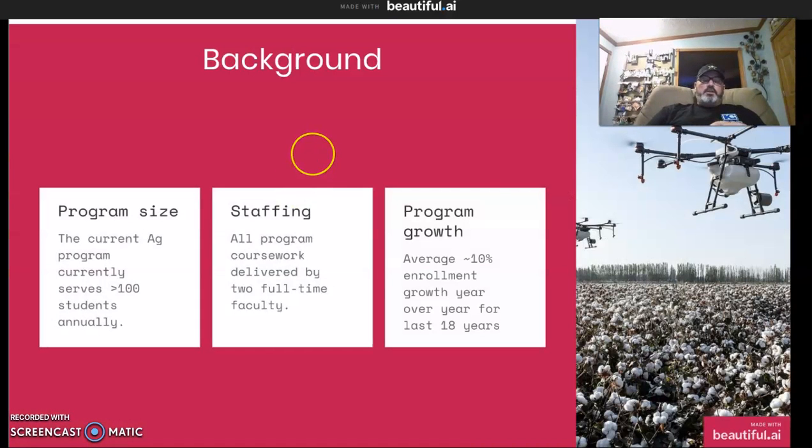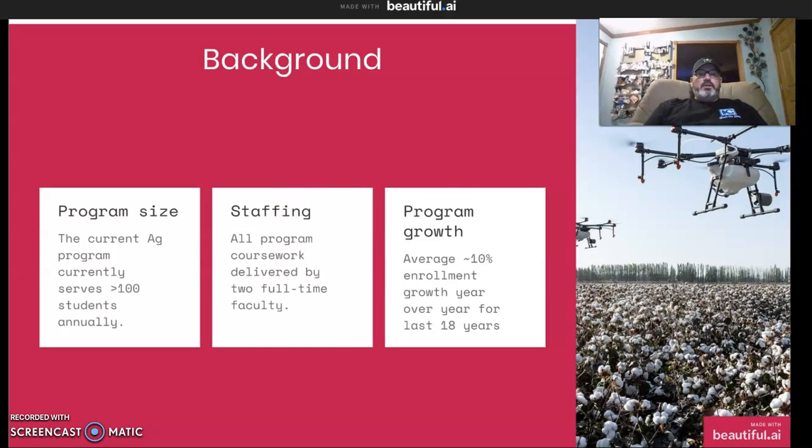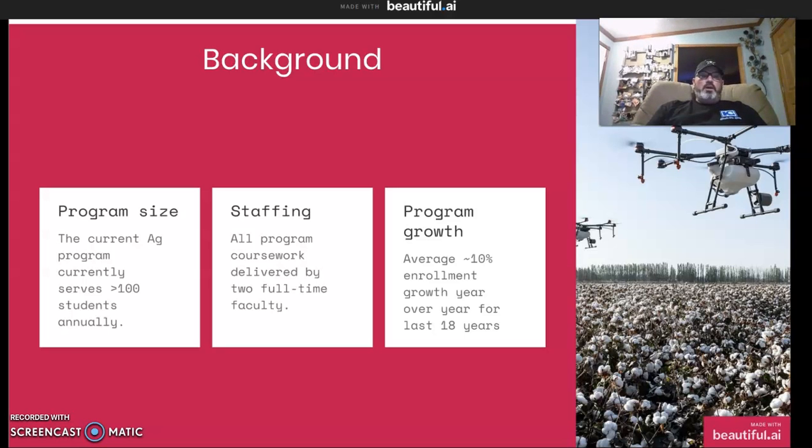A little background: I would be presenting this to our executive leadership team at my institution, as well as our Board of Trustees or Board of Education. But a little background on our program and the reasoning and justification for the proposal that I've written and am giving this presentation on.